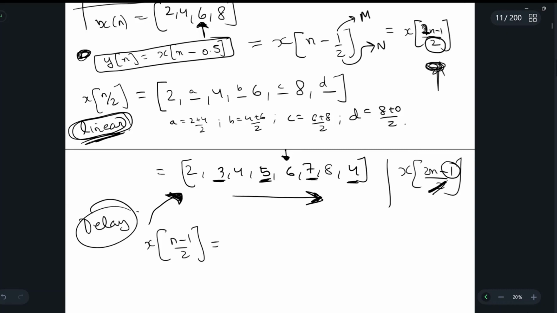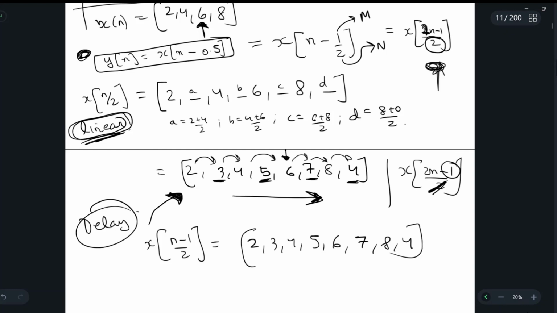And on doing a right shift, all of our samples will move one space ahead. That is, 5 will replace 6, 6 will replace 7, 7 will replace 8 and 8 will replace 4. And 4 will move ahead. That is, on doing so you will get 2, 3, 4, 5, 6, 7 and 8. And now the pointer will be pointing at 5 because we have moved our signal one step ahead. So this is what you will get on doing a delay.